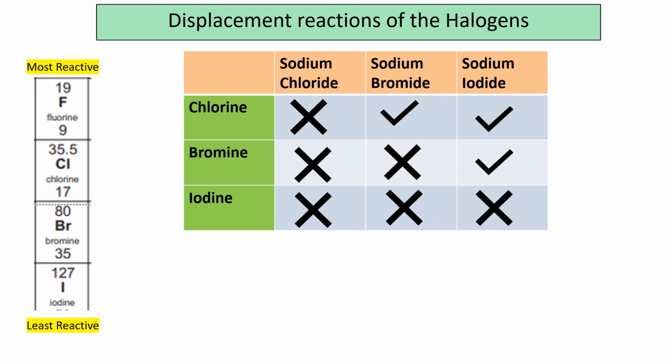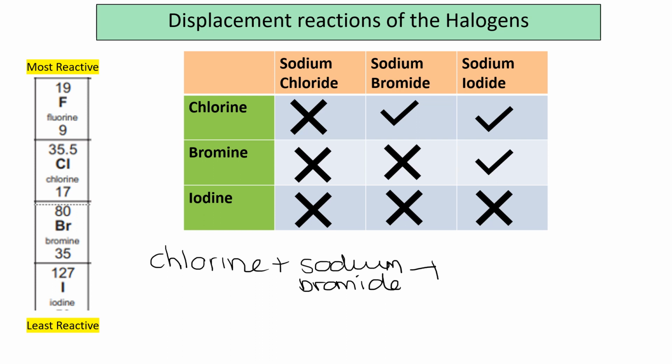We can write a couple of word equations to represent the ones that were successful. So let's take chlorine as an example. So chlorine reacted with the sodium bromide, and the chlorine, which is our more reactive halogen, will swap places with the bromide ion, and we end up with bromine plus sodium chloride.